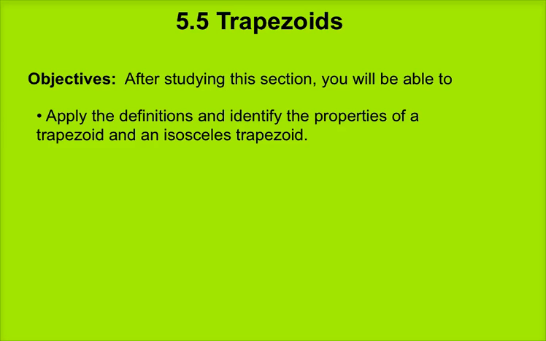Day 2, Section 5.5, trapezoids. Objective: after studying this section, you'll be able to apply the definitions and identify the properties of a trapezoid and an isosceles trapezoid.